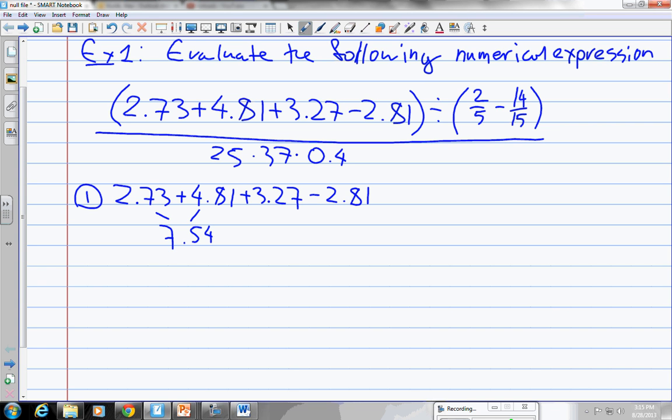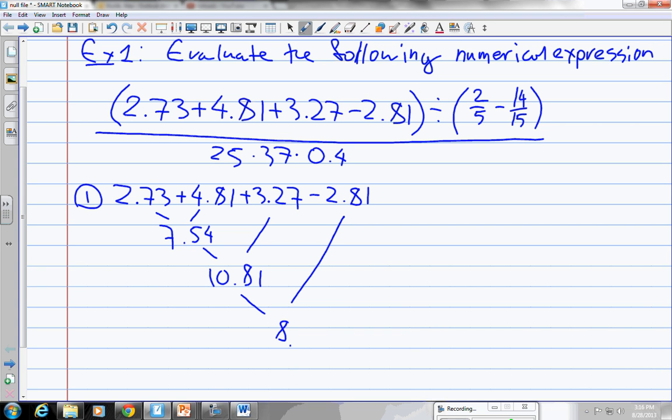Good. And then I'll have to add this too, right? So 7.54 plus 3.27. 10.81. And then 10.81 minus 2.81. Well, that looks awfully lucky. 8. Now, this is the brute force method where we just went in a row and added those numbers. We're all capable of doing that, but it's a little ugly.